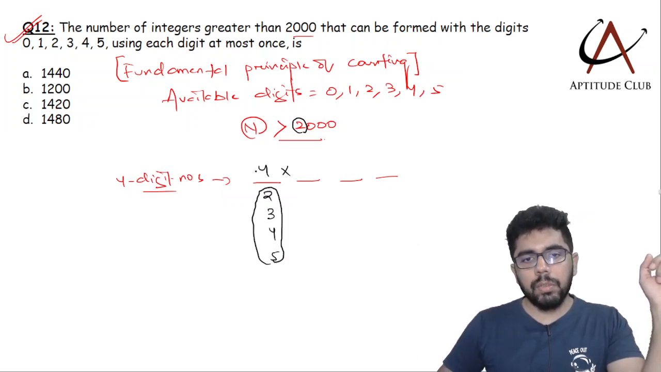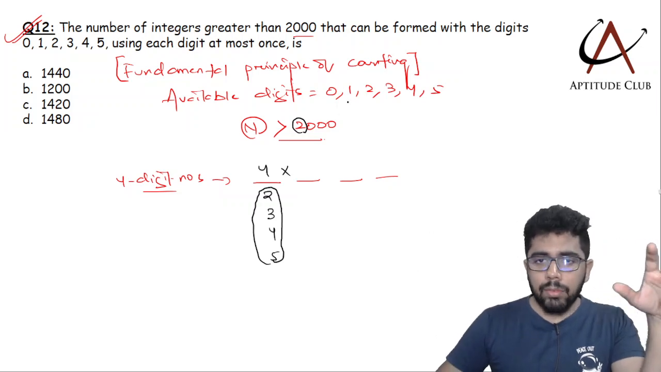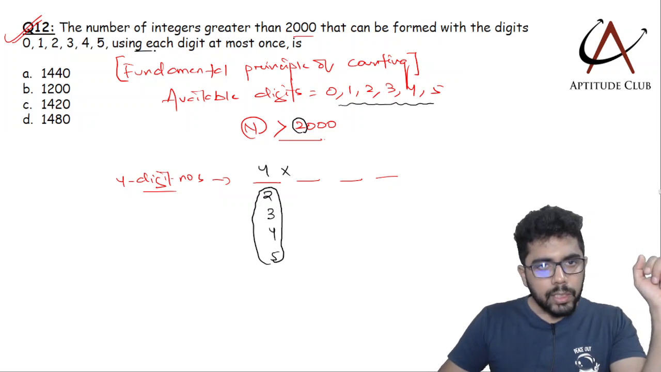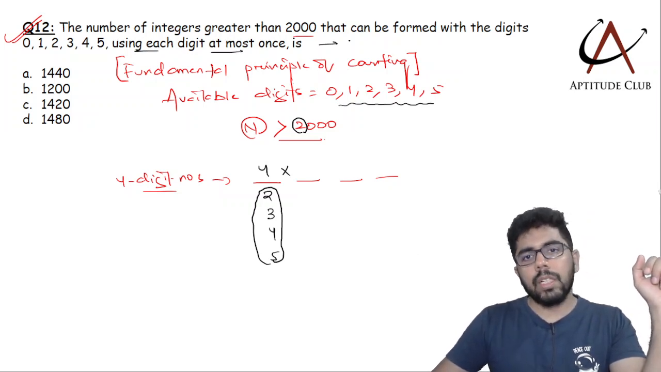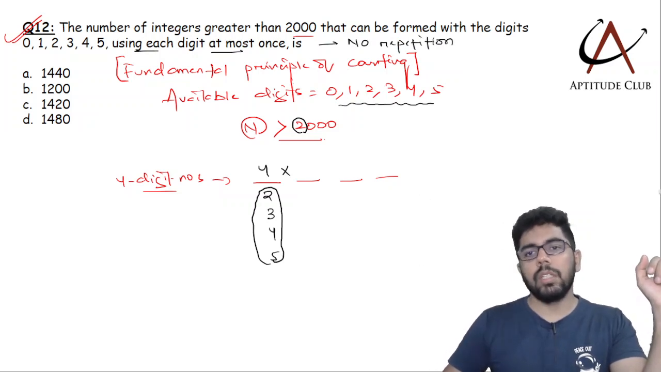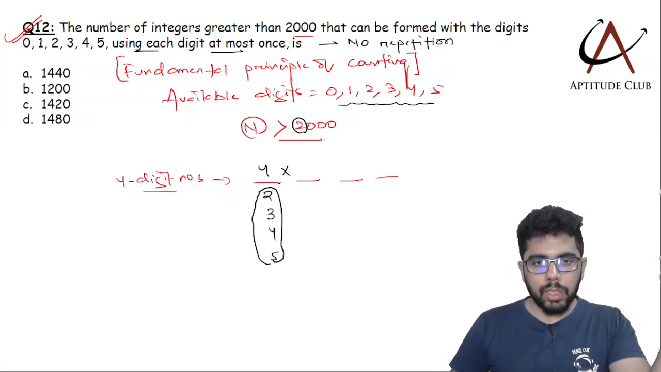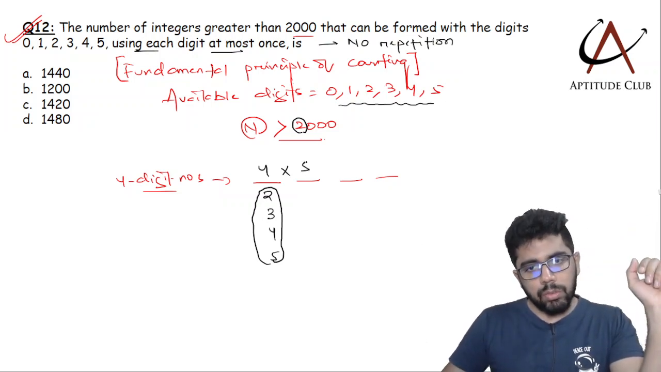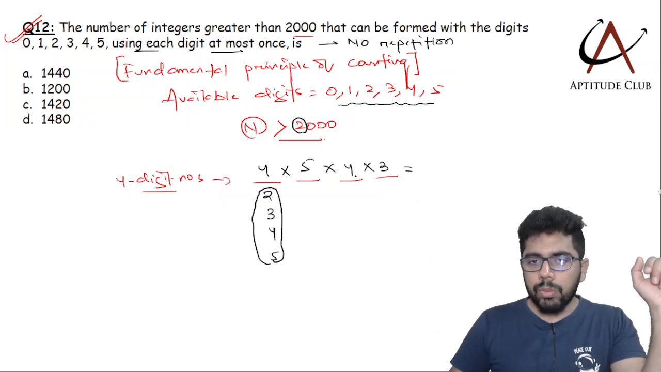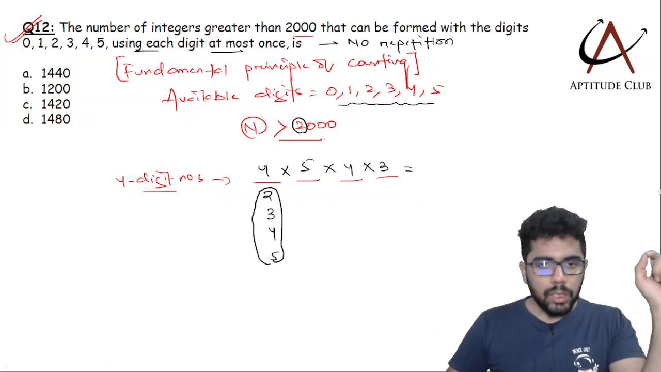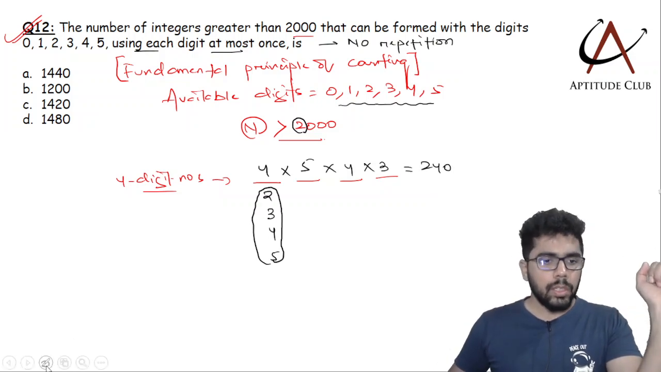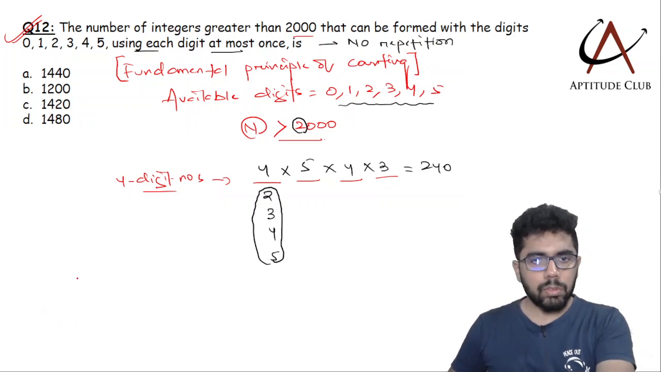So the first place can be filled up in 4 ways, and I have total 6 digits. So once you have used any digit here, and it is said that each digit is used at most once, that means no repetition of digits. You cannot repeat the digits. So if I've used any of the 4 digits here and I'm left with 5 digits now, so this place will have 5 choices, then 4 choices, then 3 choices. So 5 into 4 20, into 3 60, into 4 240 numbers I can make here. 4 digit numbers.